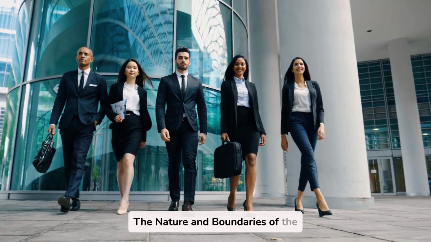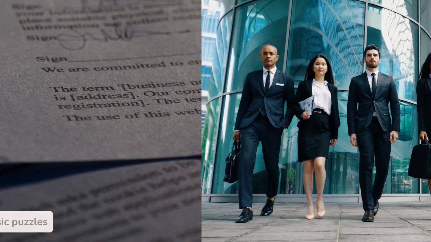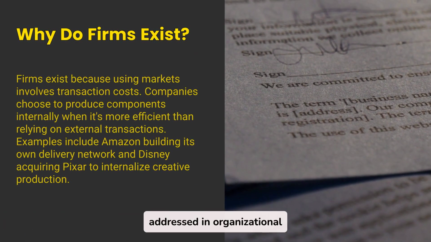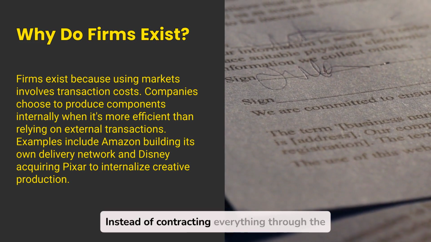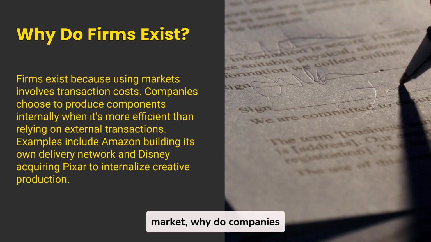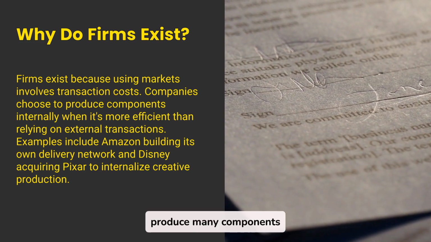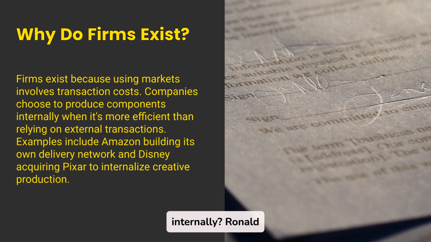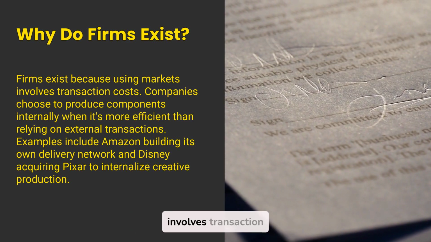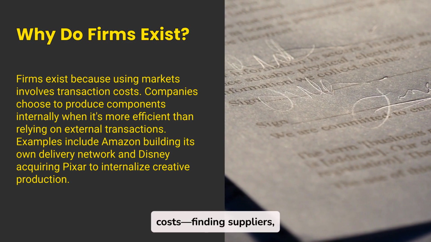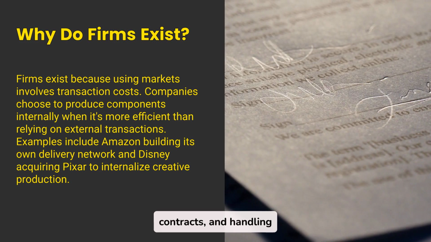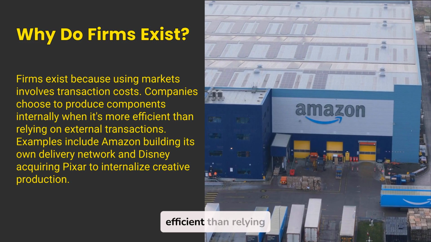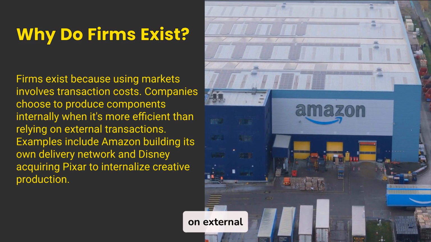The nature and boundaries of the firm. One of the classic puzzles addressed in organizational economics is why firms exist at all. Instead of contracting everything through the market, why do companies like Apple or Toyota produce many components internally? Ronald Coase argued that using markets involves transaction costs: finding suppliers, negotiating prices, dealing with legal contracts, and handling disputes. Firms arise when organizing internally is more efficient than relying on external transactions.